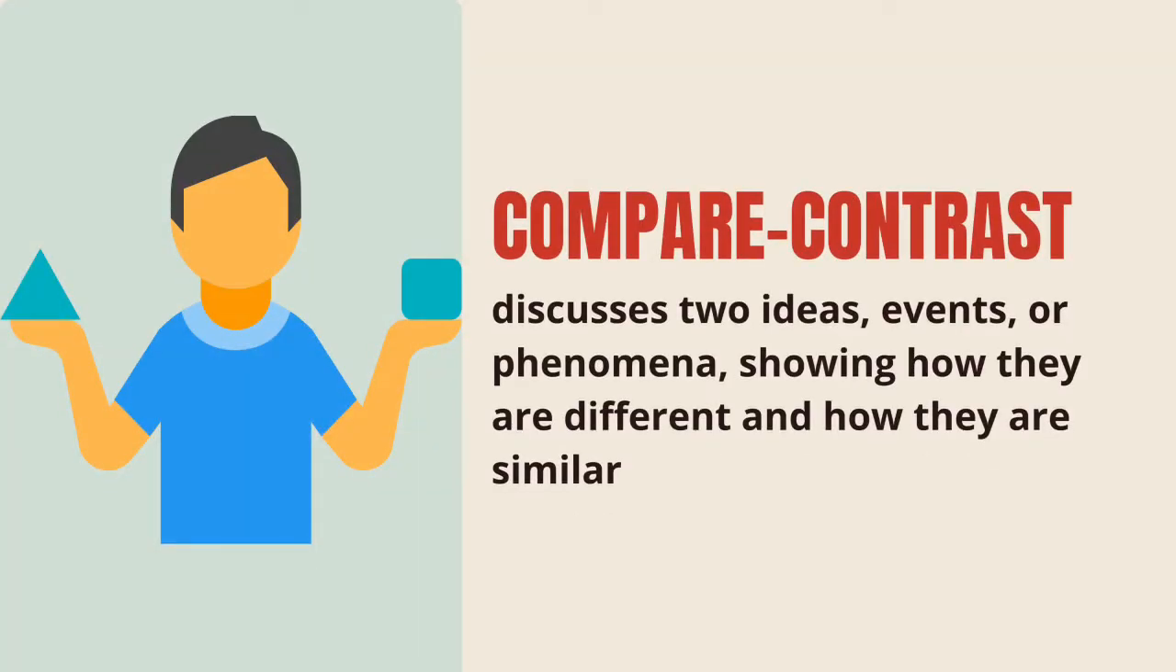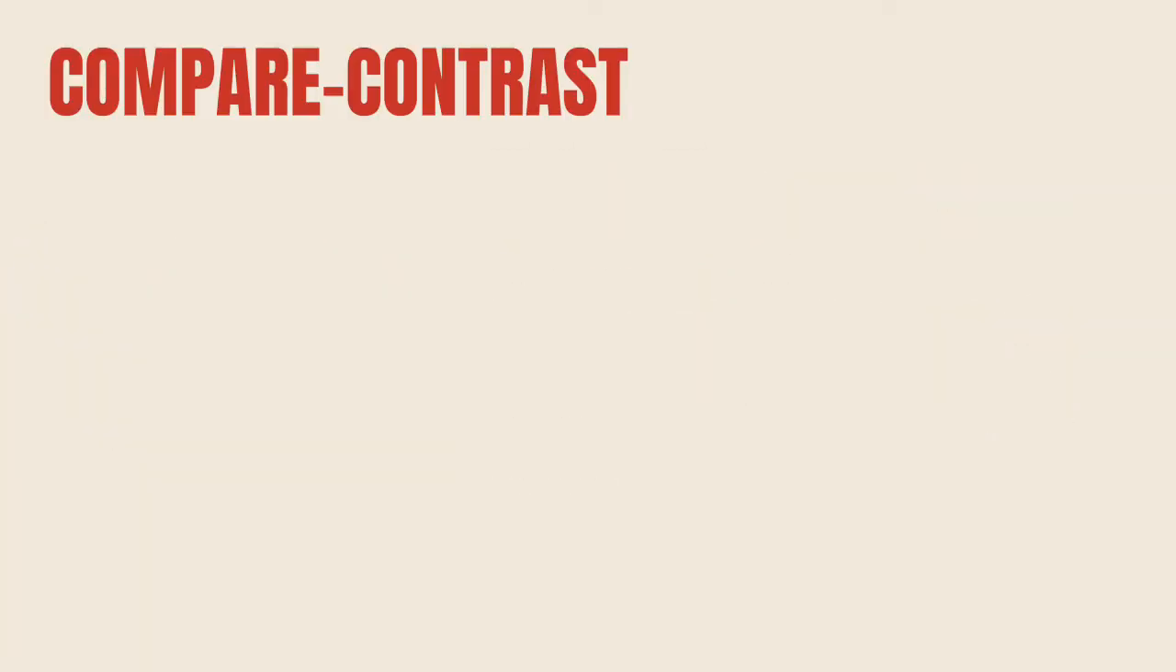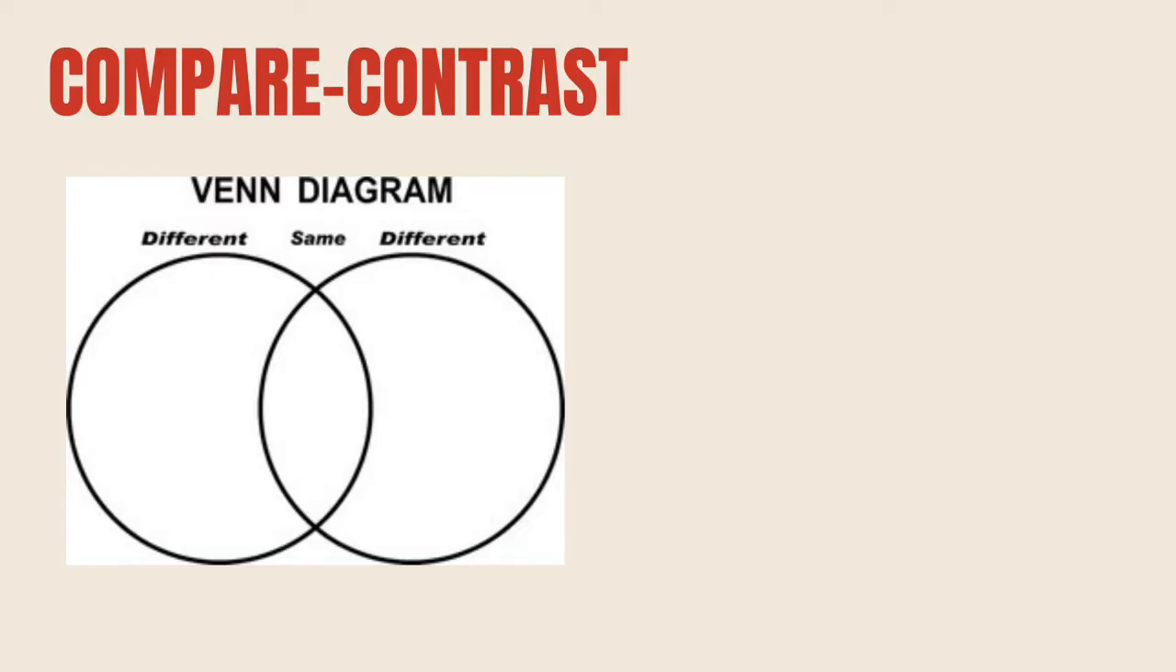Compare and contrast text structure. This discusses two ideas, events, or phenomena, showing how they are different and how they are similar. We use a Venn diagram when we are having a text in the compare and contrast structure. So we have the similarities in the middle, and we have the differences on the two sides.